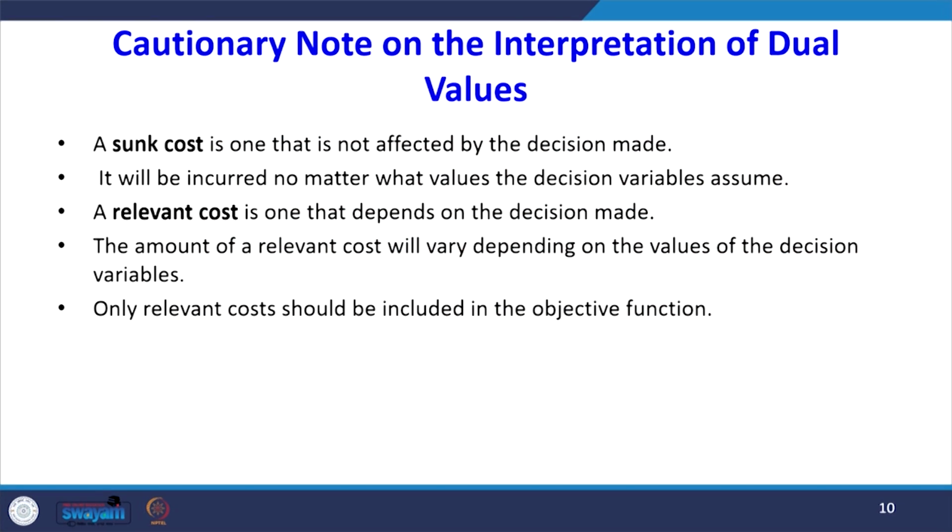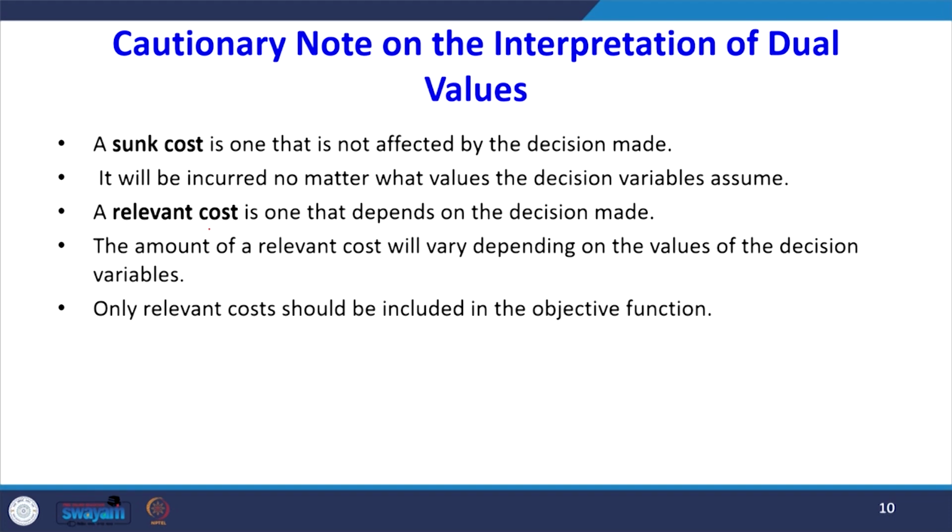Cautionary note on the interpretation of dual values. Now there are two terms which you need to understand, a sunk cost and a relevant cost. What is a sunk cost? A sunk cost is one that is not affected by the decision made. It will be incurred no matter what values the decision variables assume. For example, for constraint number 1, the amount spent for acquiring that resource is a sunk cost. Even though you add extra resources, that will not be reflected in our objective function. So there is no point in adding extra resources when the cost is a sunk cost.